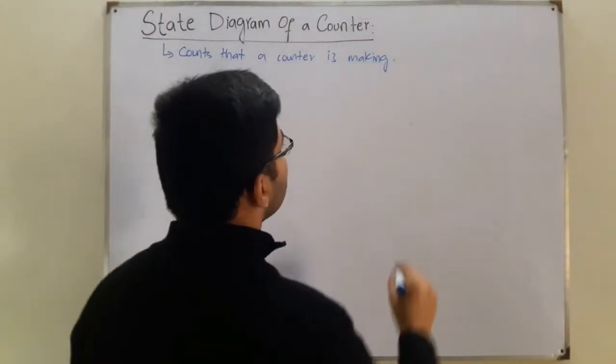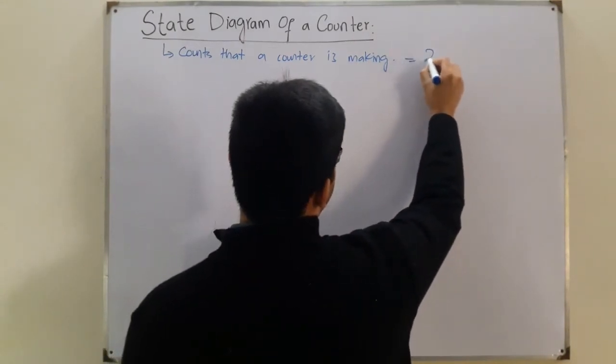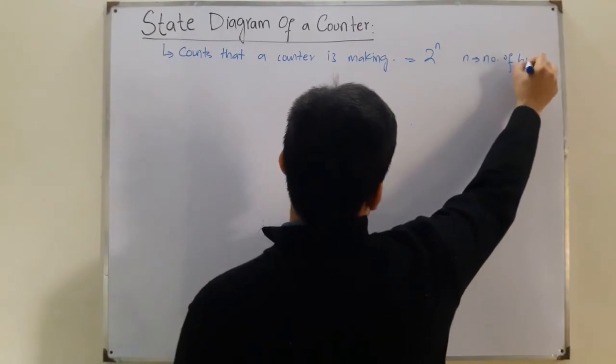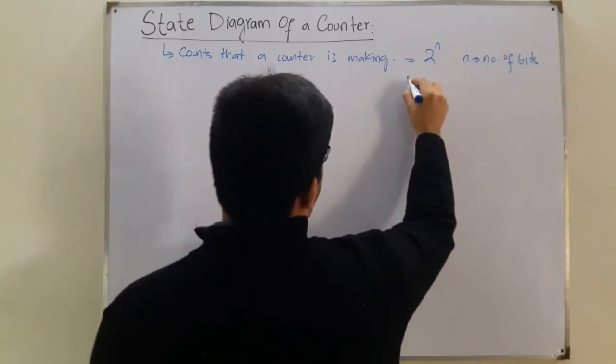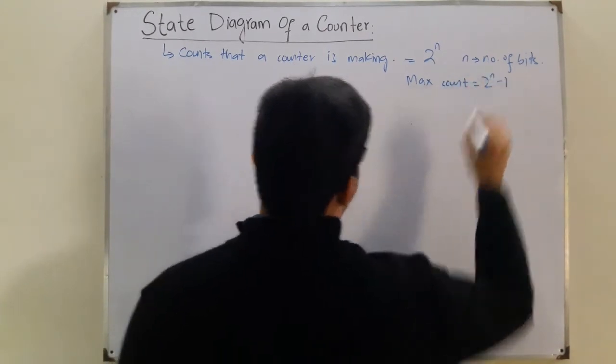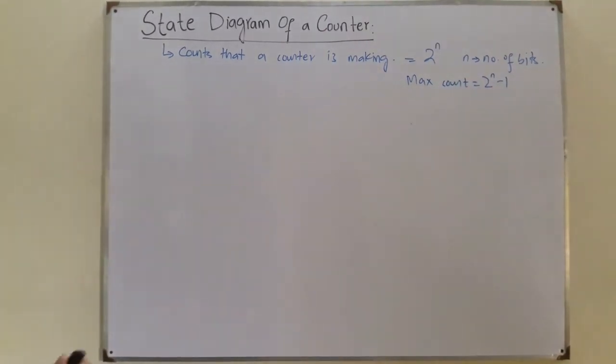And the number of states is equal to 2 to the power n, where n is the number of bits. And the maximum count, you know, is 2 to the power n minus 1. Fine. So now we draw the state diagram.